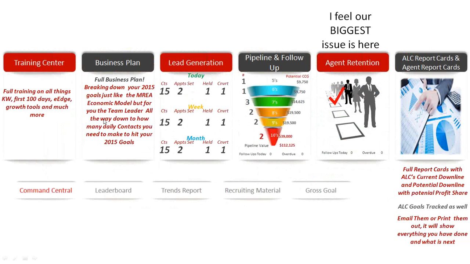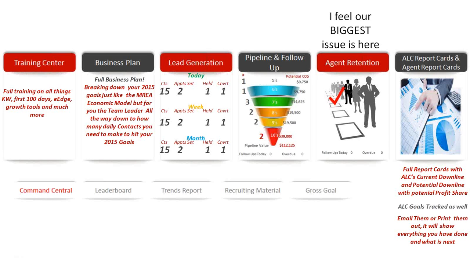Let's go back one here. So there's a command center. There's a leaderboard. So the leaderboard will actually be 2 separate leaderboards. There's going to be an ALC leaderboard. It's going to show everybody that has come on board, who's recruited the most, what's in each agent's pipeline, and how much money or potential profit share is in each agent's pipeline.